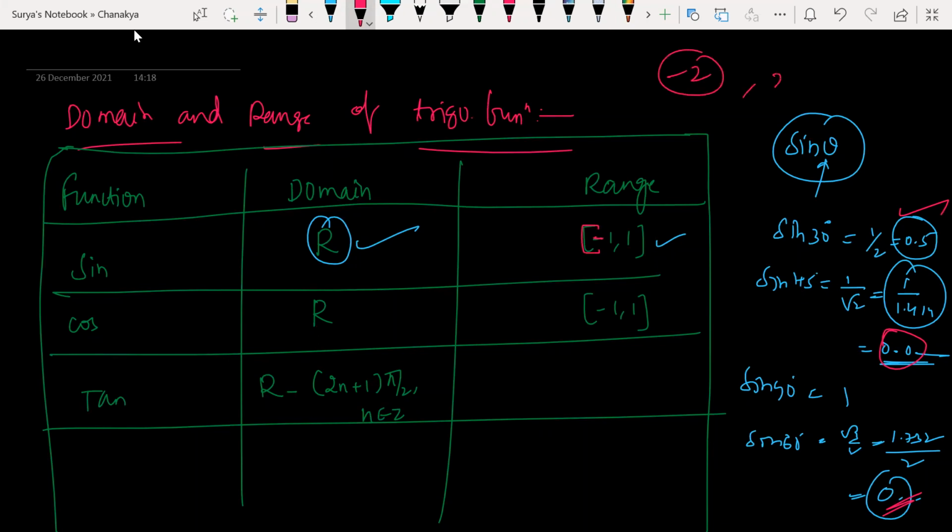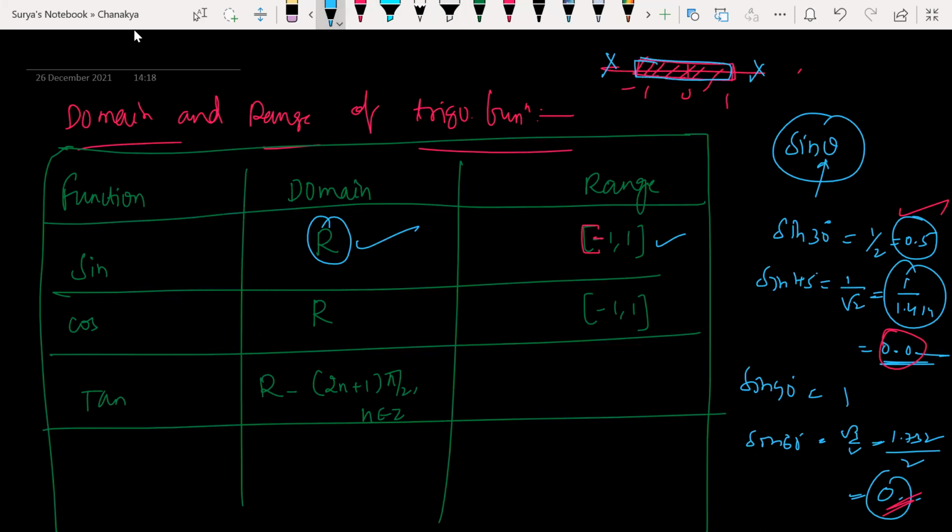Yes, sir, -2 to 2, something like that. You will not go beyond that. Look at it here: the sin value always lies between -1 to 1. In this range only you will get the sin value. Sin values will not cross this boundary. Always values lie between -1 to 1.